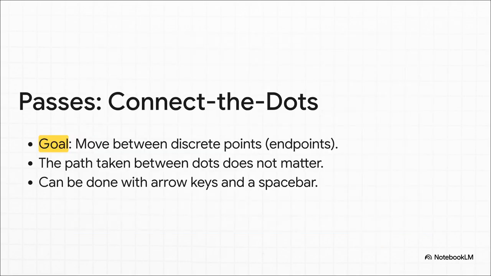So let's take a connect the dots game. The goal is just to connect point 1 to point 2, then to point 3, and so on. The wavy line your mouse makes between the dots, totally irrelevant. All that matters is that they get connected. This is not path dependent, so it must be keyboard accessible. You should be able to use your arrow keys to pick the next dot and maybe the spacebar to draw the line.